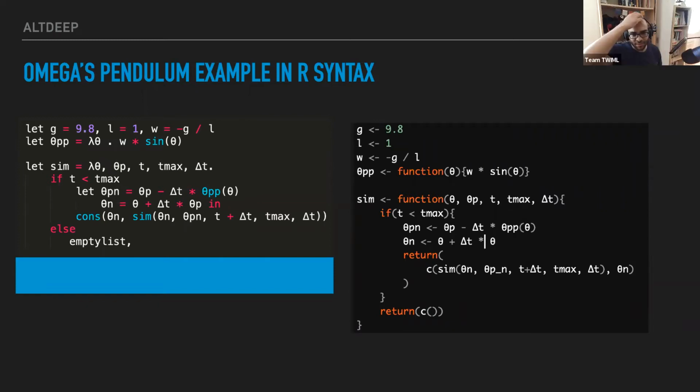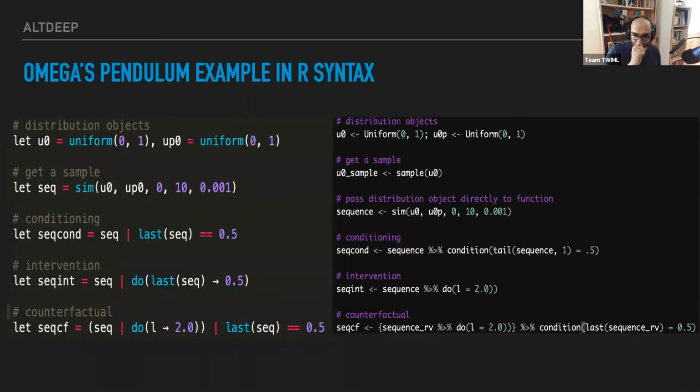And then we have some, so G is just the gravitational constant. L is, I've already forgotten what L is. Length. The length. Okay. And then, all right, so then we just use a basic Euler ODE solver to generate the trajectory. Okay, that makes sense. So that's why we get a linked list. We get a linked list, and in the case of R, we get a numeric vector.